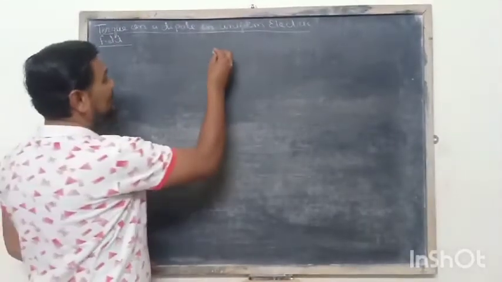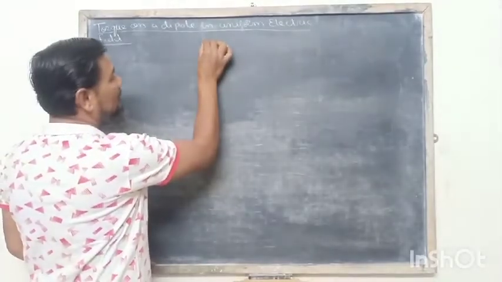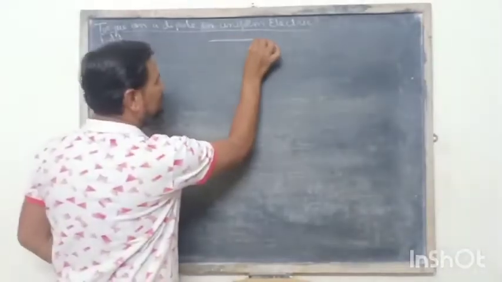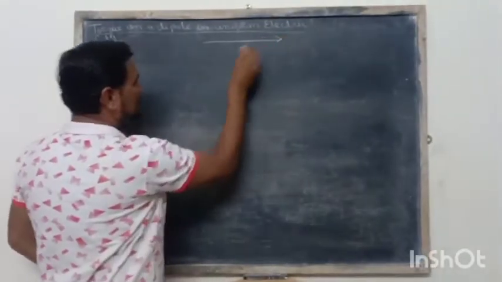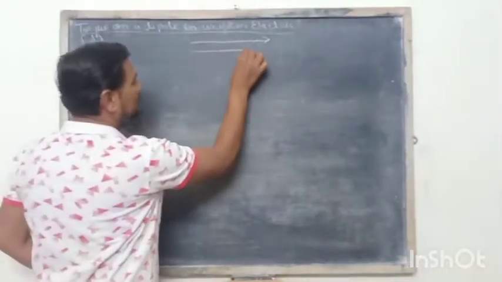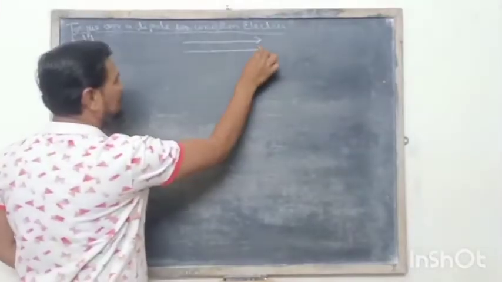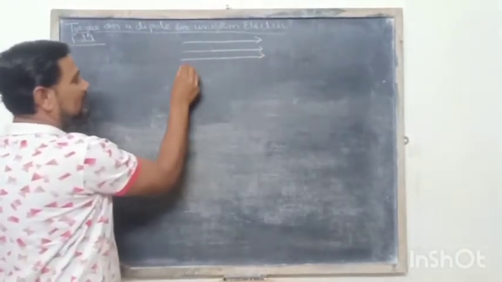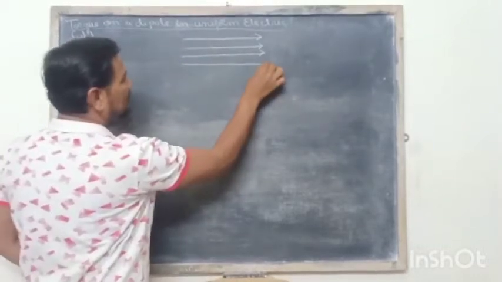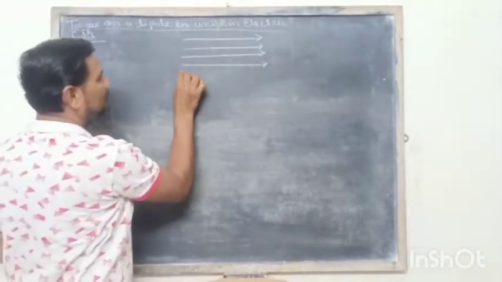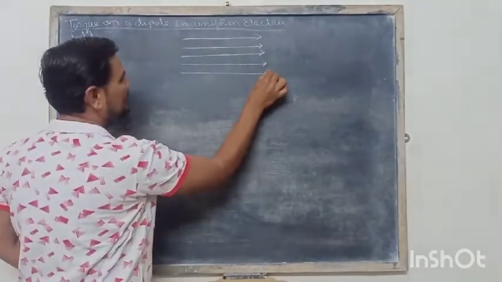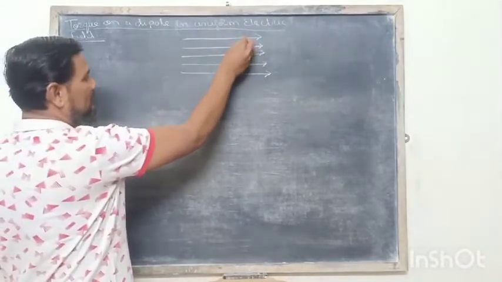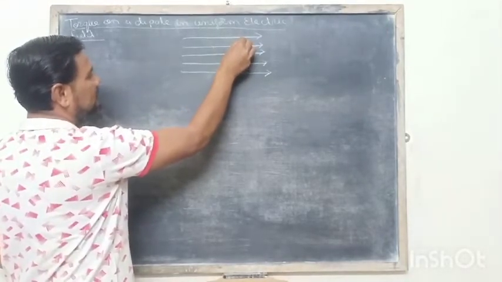For this case we draw the electric lines of force for a uniform electric field, and we have earlier discussed that for a uniform electric field the electric lines of force are parallel to one another, because in a uniform electric field the electric field intensity is equal at all points, so the separation of electric lines of force never changes in a uniform electric field.